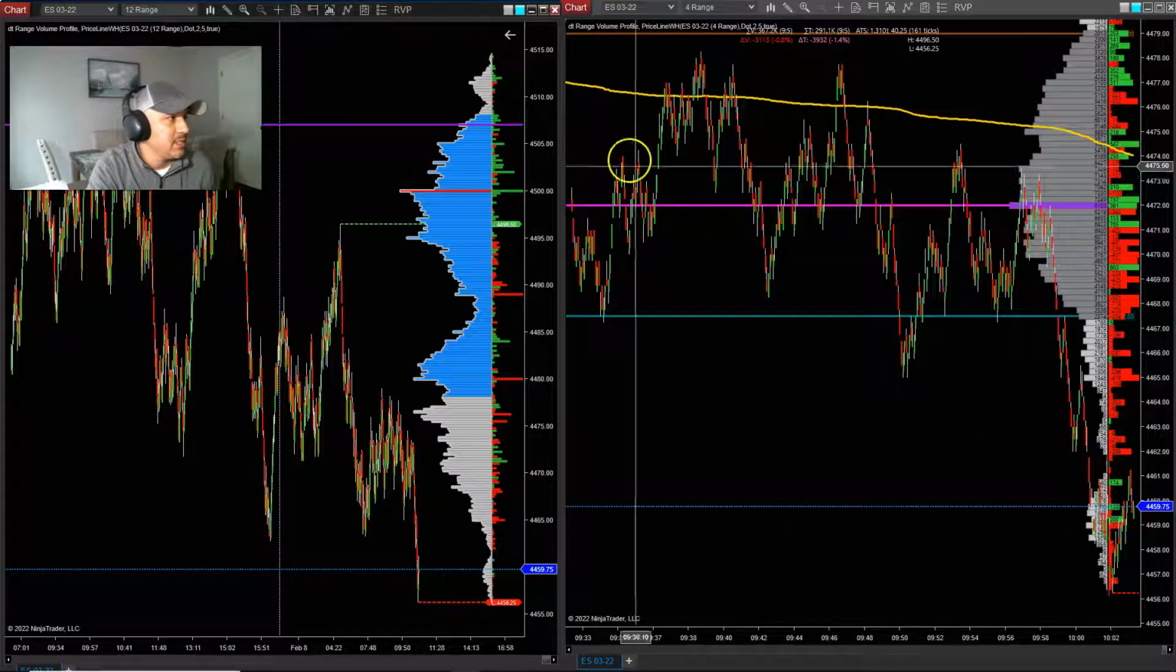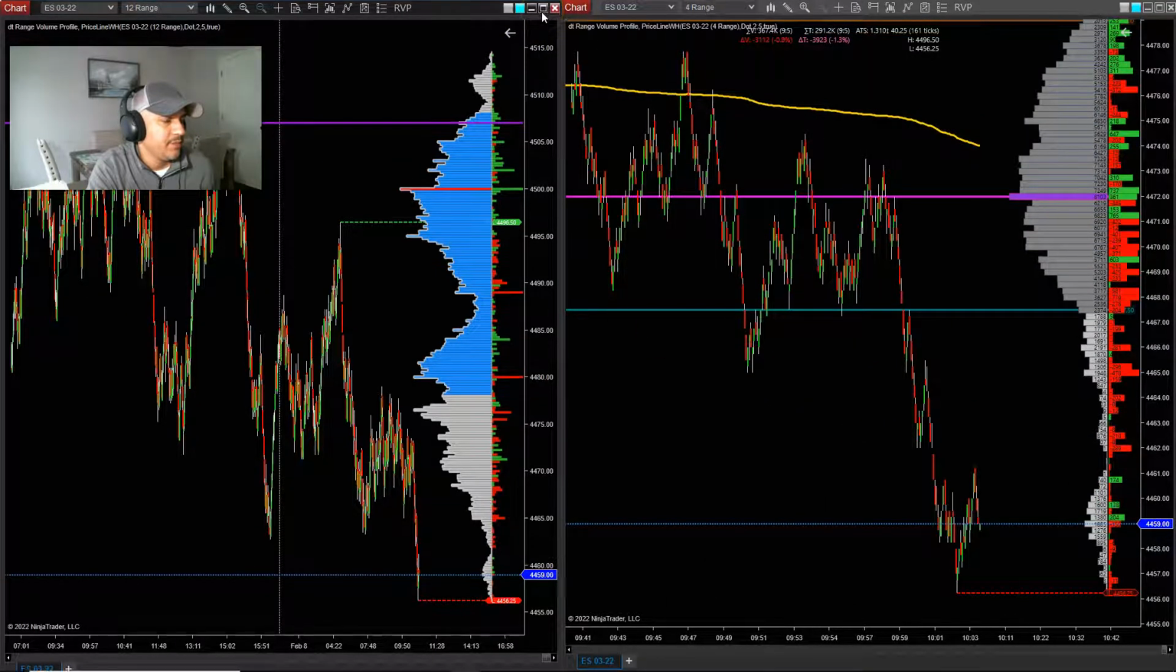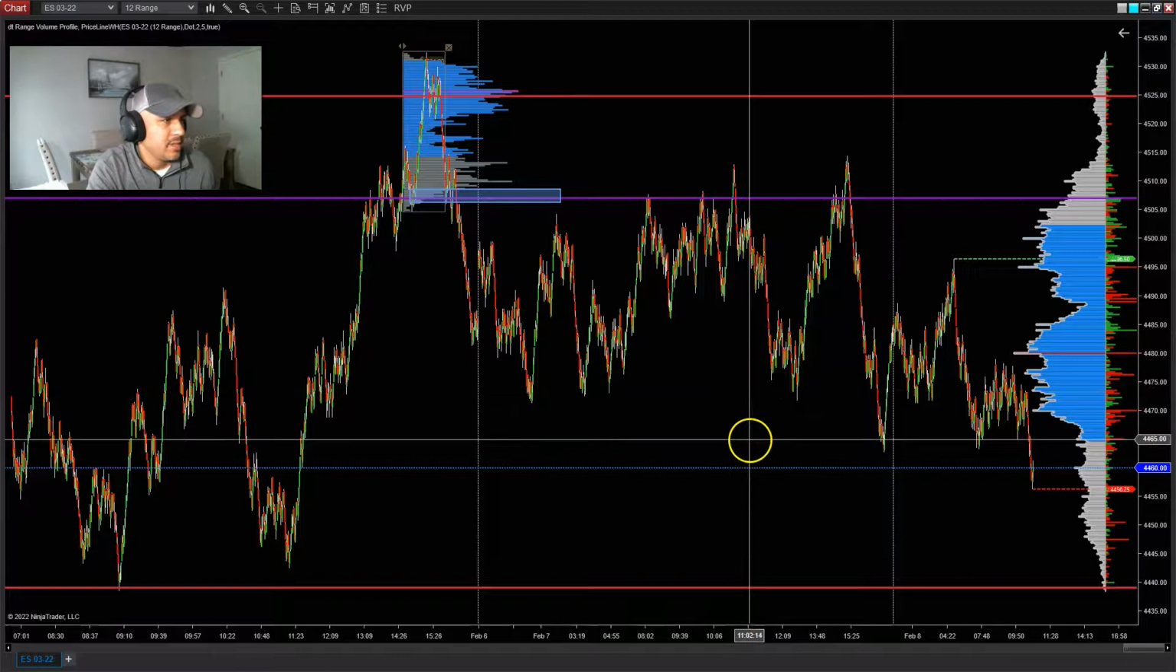So let's go ahead and take a look at the 12 range chart. I'm going to get rid of the 60, and we'll focus on the 12 range right now, only to depict some areas.